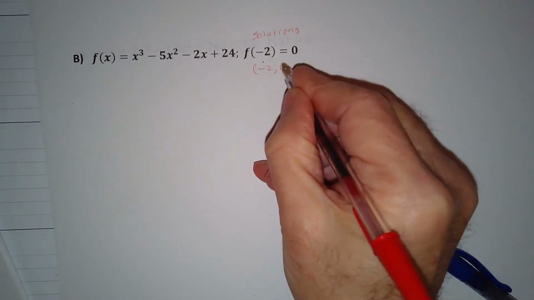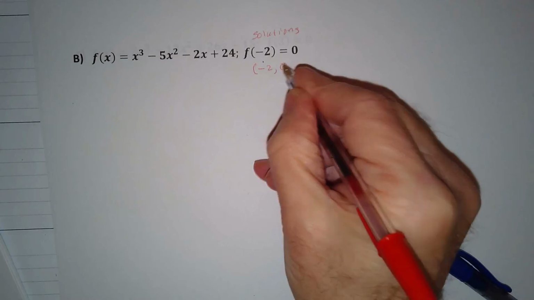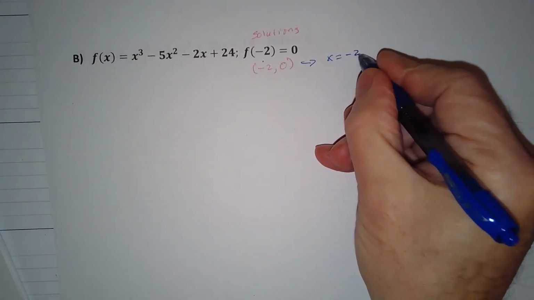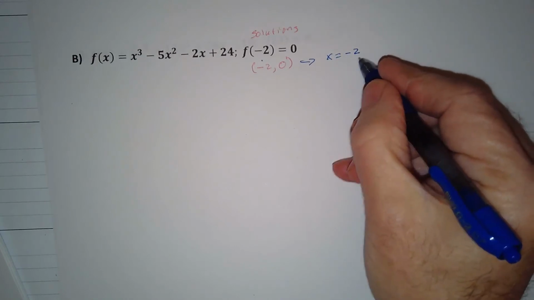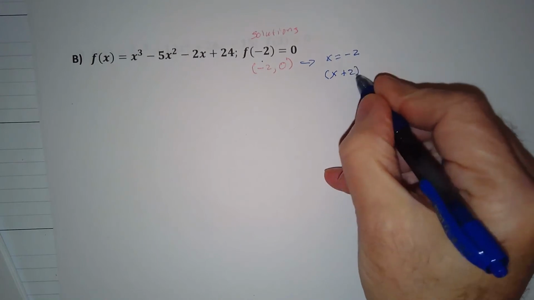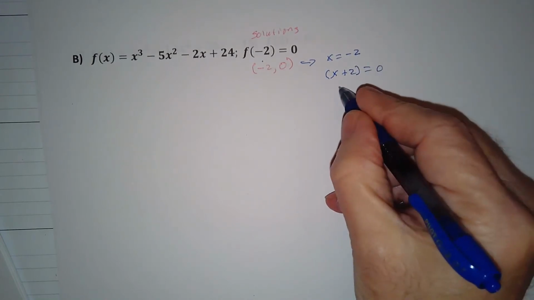Okay? And because of that, we can say x equals negative 2, obviously. And so then we can go backwards and we can say, all right, x plus 2 equals 0. So here's our factor.